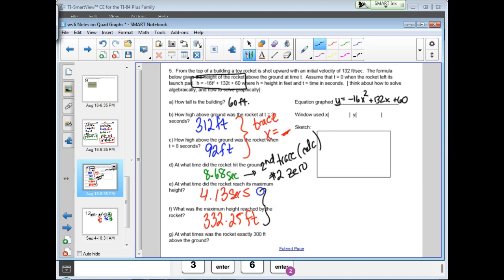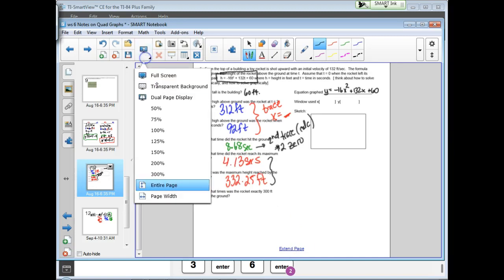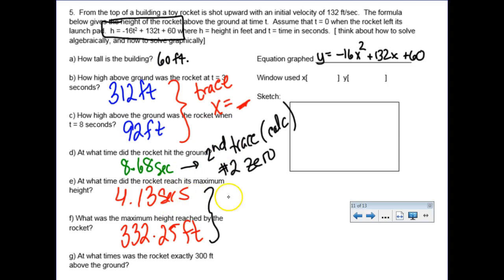So writing myself some notes here. We found these two components of the question by finding the vertex, which was second trace again, which is the calc menu. But this time we chose maximum. Was that number 4? I think it was.